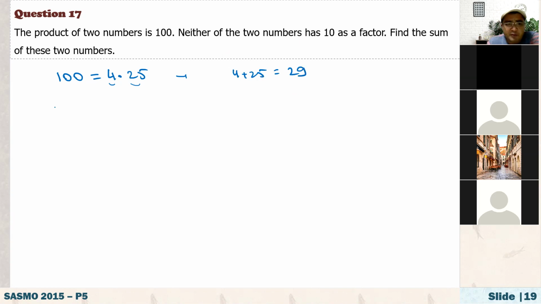How about if we have 1,000 then? 1,000, we know that's equal to 8 times 125. As you see here, 4 is 2 squared, 25 is 5 squared. Here, 2 cubed, 5 cubed.